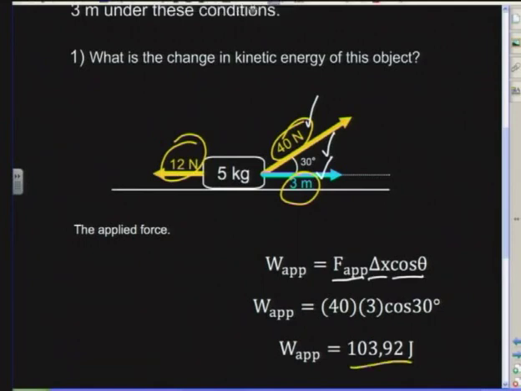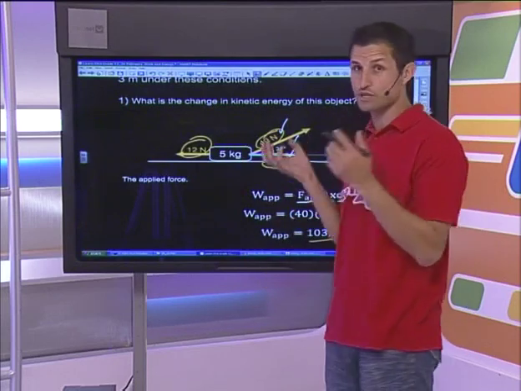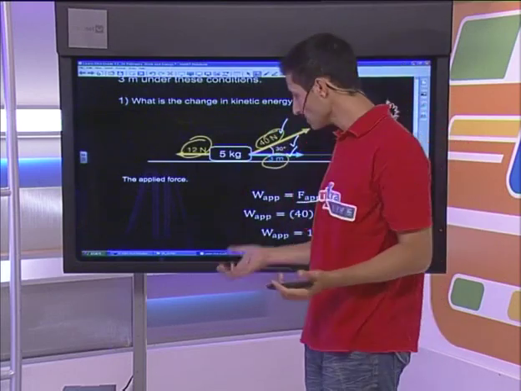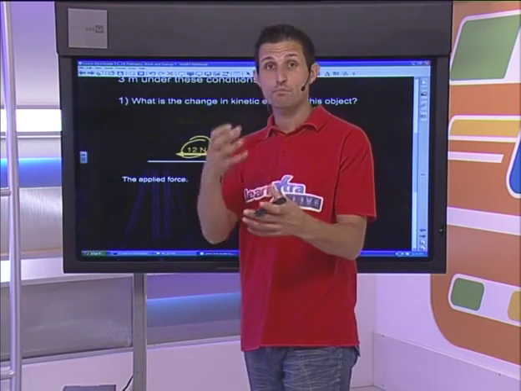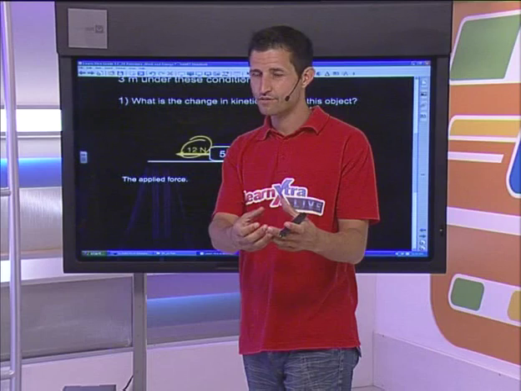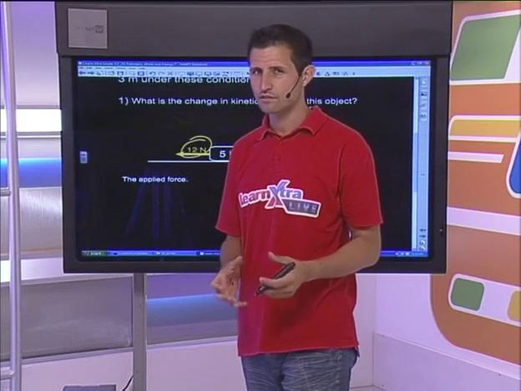Now I just want to point out that it's quite significant that that comes out to be a positive value. That means if you do positive work on an object, that means that you give the object energy. I want that to be clear. If I do work on an object, I give it energy. That is positive work. What happens if I take energy away? Now, how can I take energy away from an object?